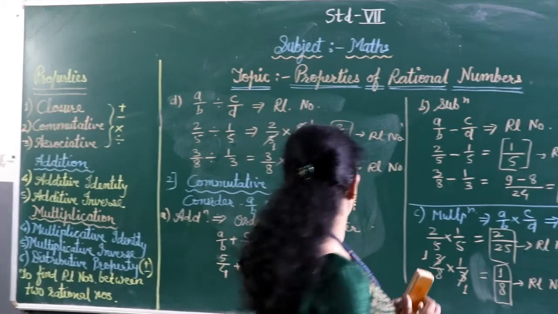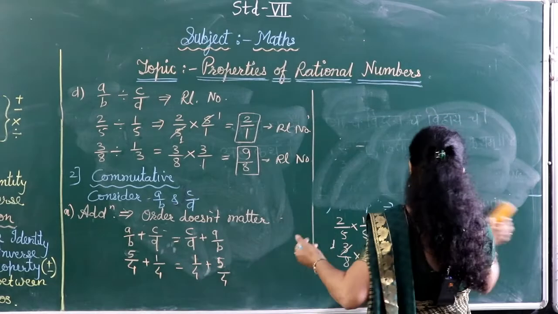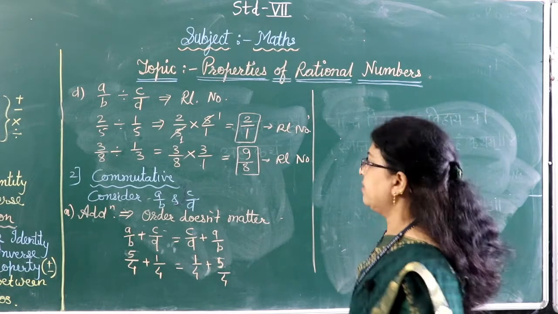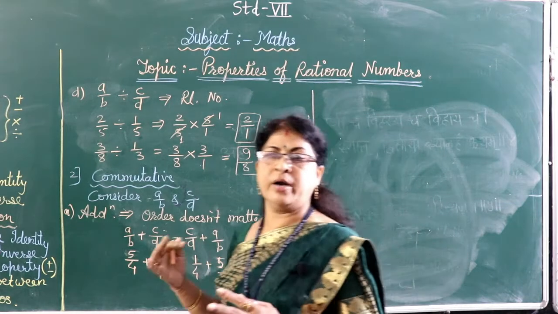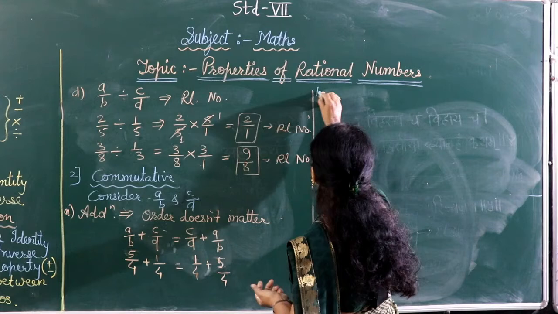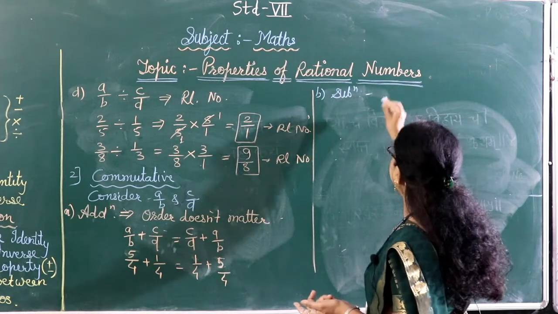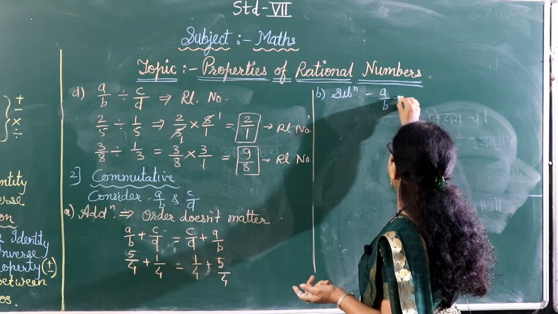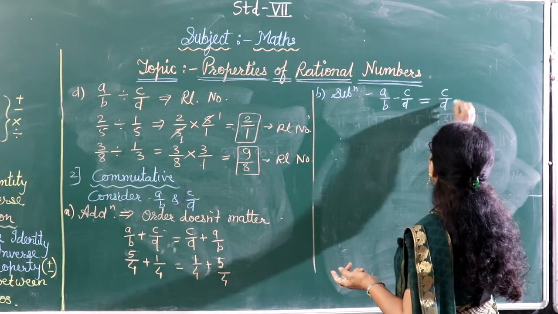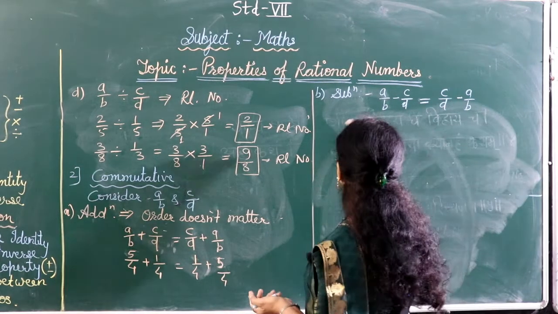Now the same we will apply for subtraction. The same property we will apply for subtraction. In subtraction also, what will we do? We will check whether after changing the order, our answer is right or wrong. So the second property is, the same property we are going to apply for subtraction. For subtraction, a upon b minus c upon d, is it equal to c upon d minus a by b? That we will check now, considering the same rational numbers.